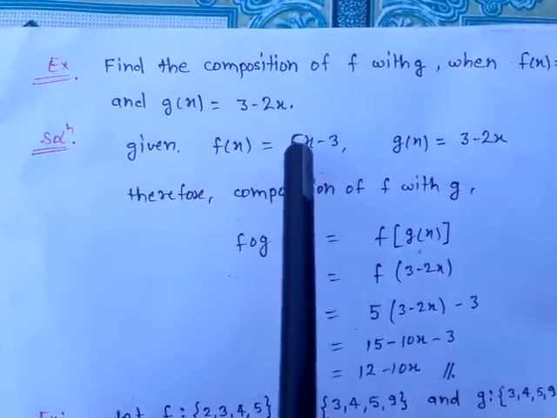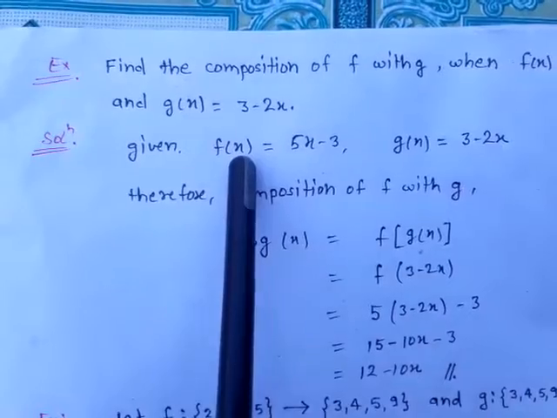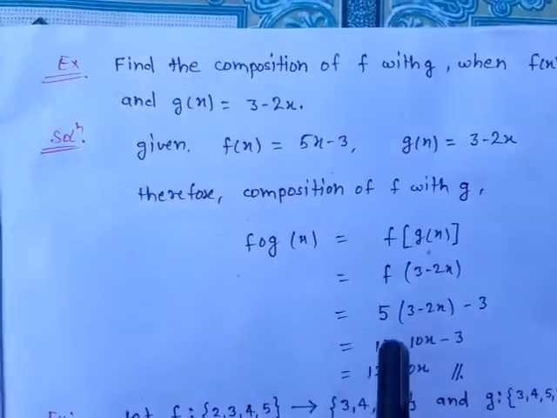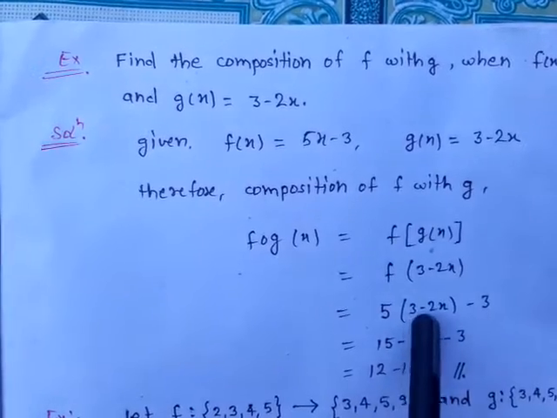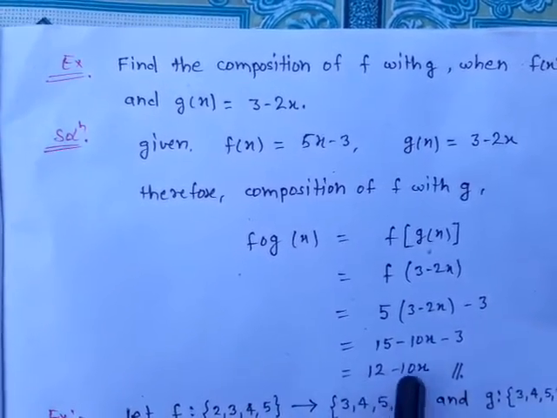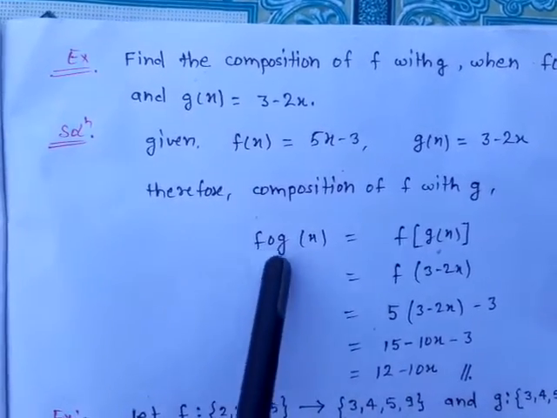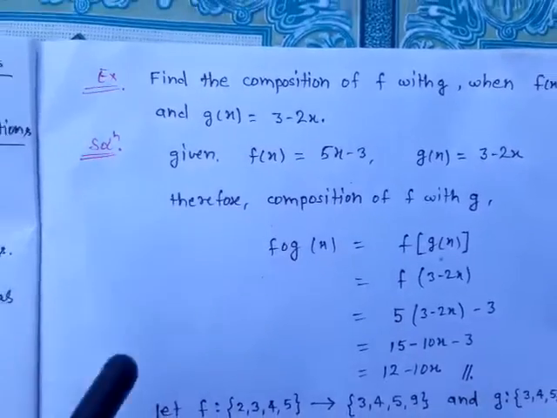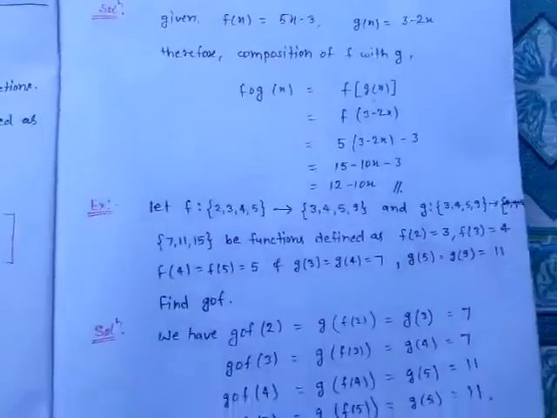We know that f(x) = 5x − 3. In place of x we write 3 − 2x. Now 5x − 3 changes into 5(3 − 2x) − 3. After solving we get 12 − 10x. This is f(g(x)). We can also understand some more examples here.